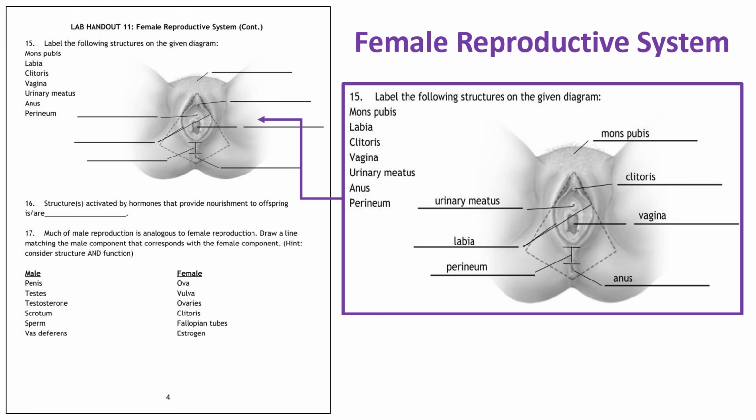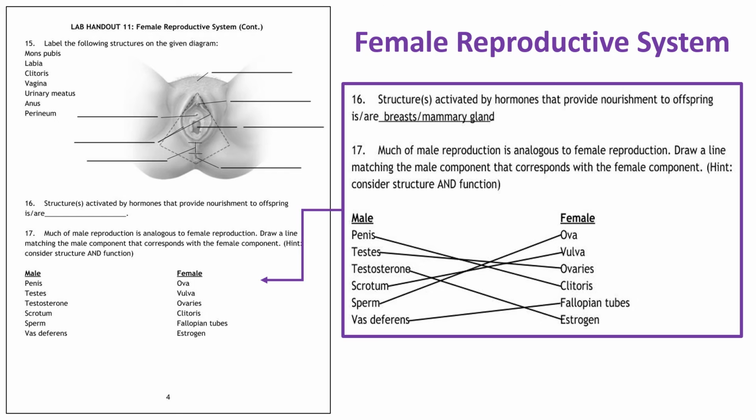Label the following structures on the given diagram. At the center top, we have mons pubis. Then to the left, we have urinary meatus. Then we have labia. After that, we have perineum. Now, on to the right, we have clitoris. We have then vagina and anus. Structures activated by hormones that provide nourishment to offspring are breast and mammary gland.